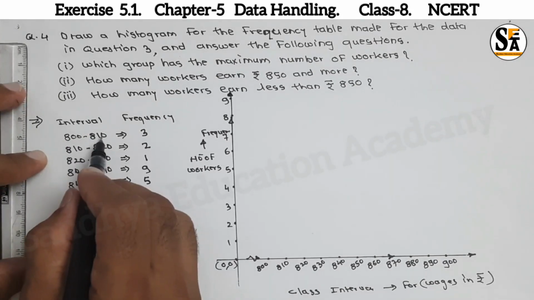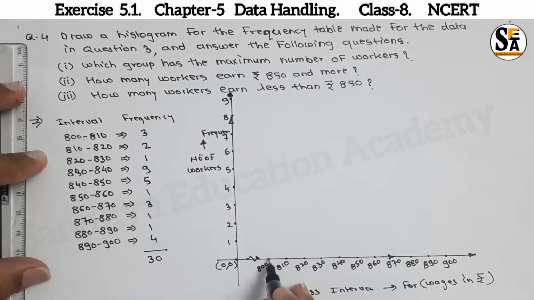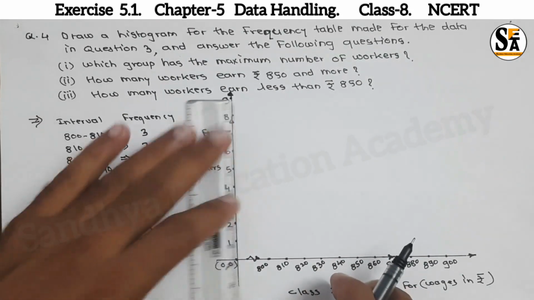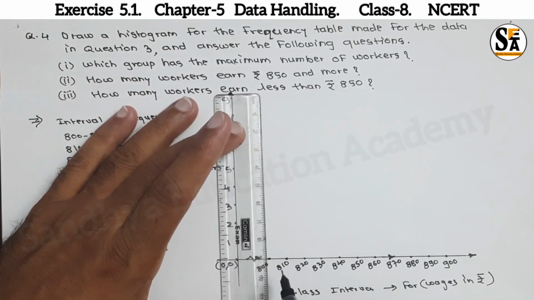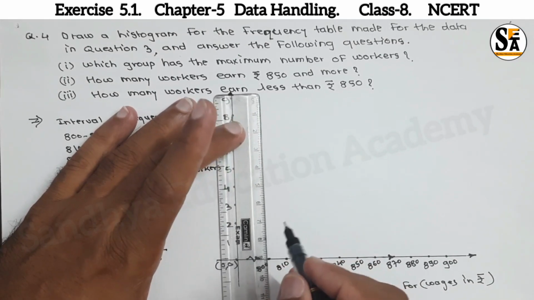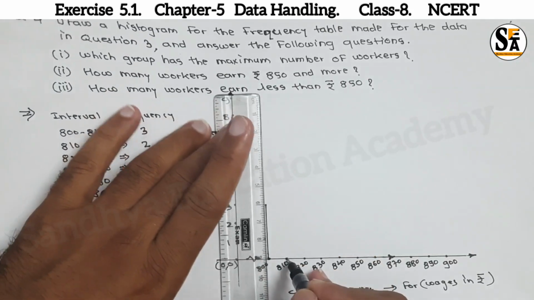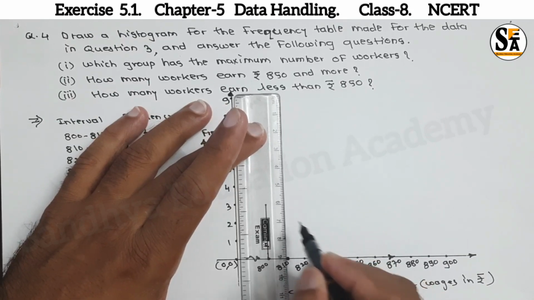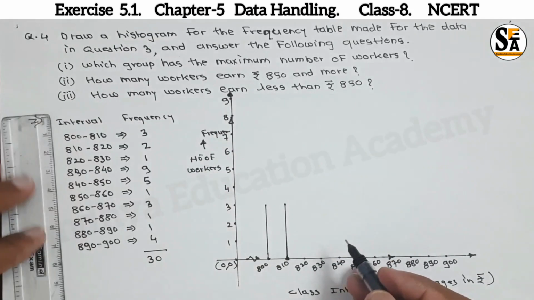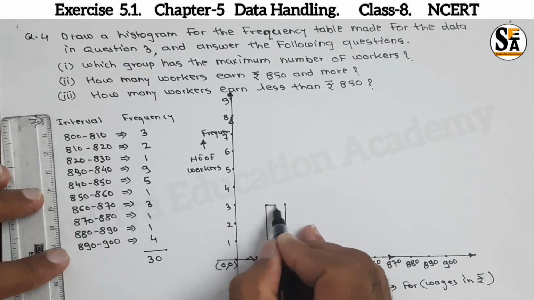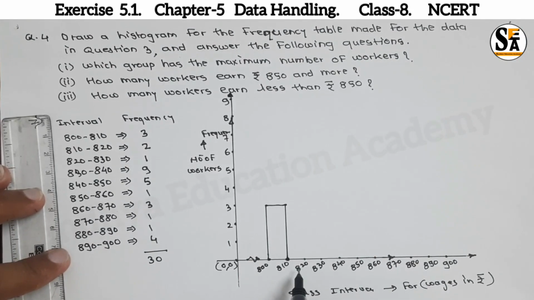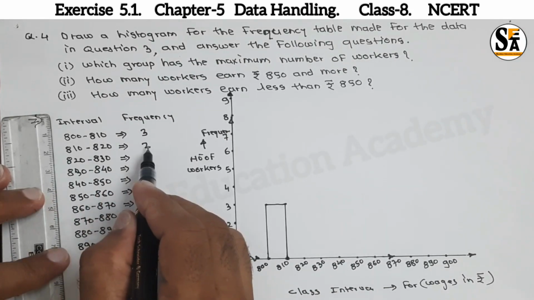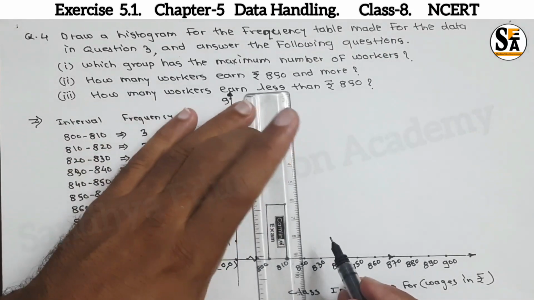Now see how to draw. First, 800 to 810, this interval. The frequency is 3. So put a 3 centimeter vertical line from these two, 800 and 810. This will be the first bar. Then for the next interval, 810 to 820, what is given? 2. So make a 2 centimeter vertical line.